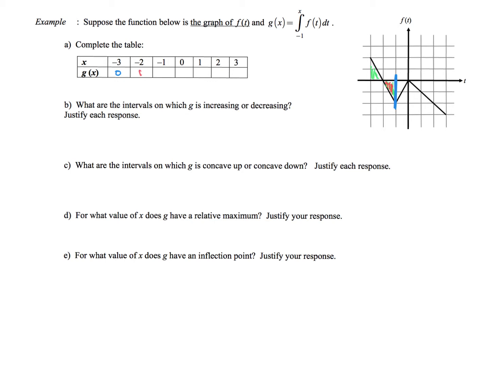So what's the integral from -1 to -1? 0. Now we're going to 0. So which way am I moving now? I'm going forward. So now I'm talking about this area. So what is that area? It's -1. Why is it negative this time? Because I'm moving forward and it's below the x-axis.